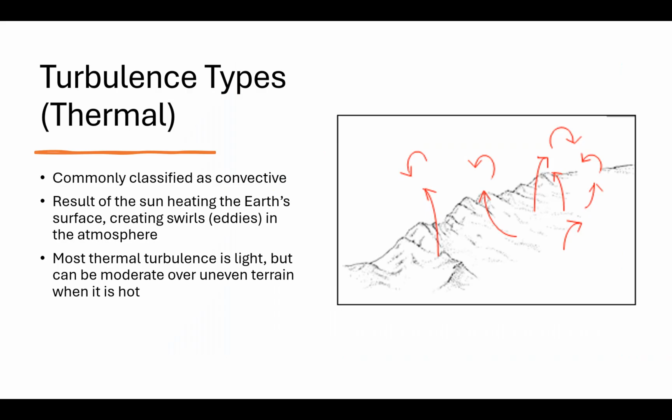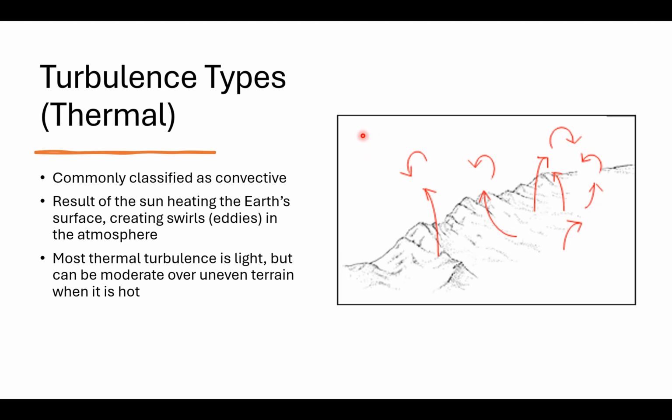Thermal turbulence is commonly classified as convective in nature. It's a result of the sun heating the Earth's surface. It creates these swirls or eddies in the atmosphere. Most thermal turbulence is going to be light, but it can be moderate over uneven mountainous terrain when it's hot. So this diagram on the right is showing you these convective air currents that are setting up.